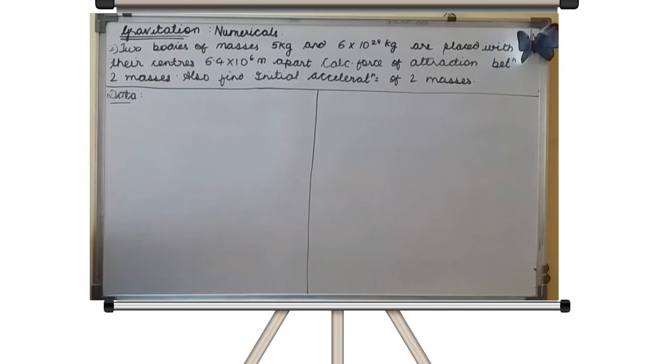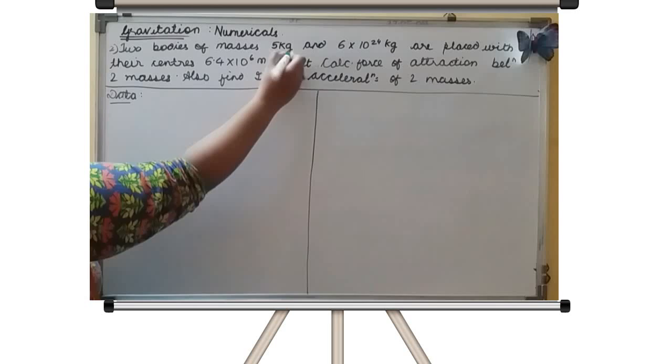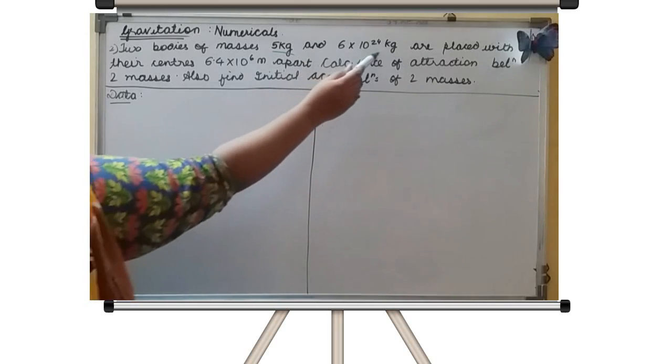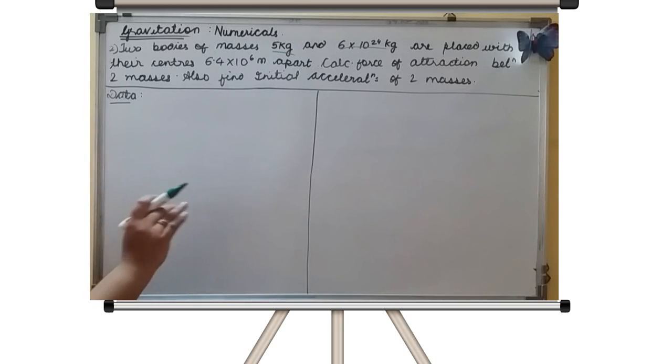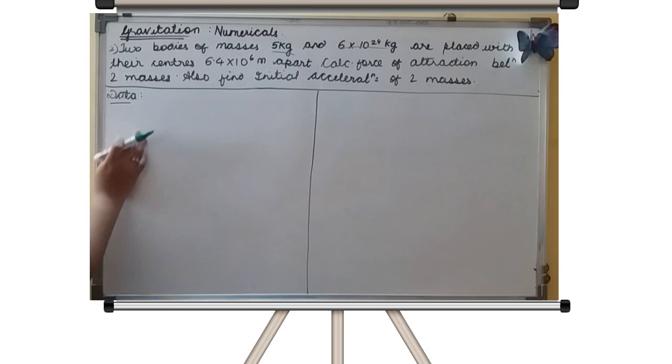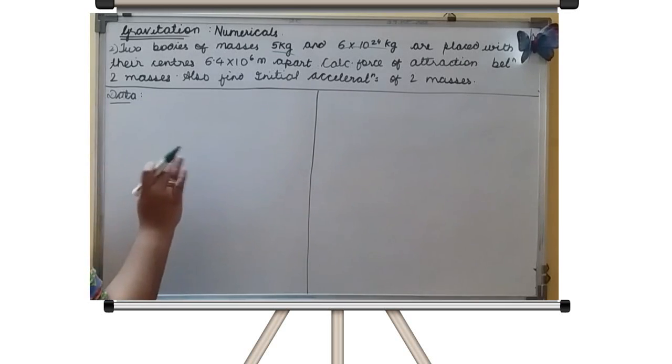Two bodies of masses 5 kg and 6 into 10 raised to 24 kg are placed with the centers 6.4 into 10 raised to 6 meter apart. Calculate the force of attraction between the two masses. What is the force of attraction between them? And also we have to find the initial acceleration.